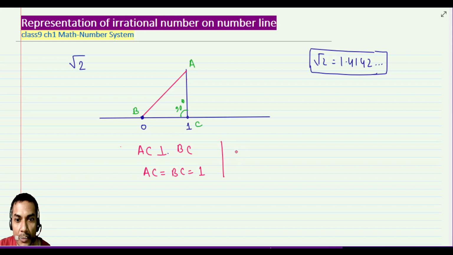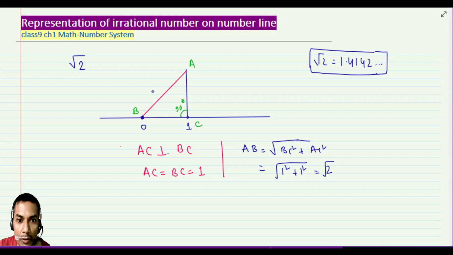Now if it is 1 and 1, by the Pythagoras theorem we can find out AB. So what will be AB? AB is equal to root of BC square plus AC square, which is equal to root of 1 square plus 1 square, which is equal to root 2. So we find that AB is root 2. Clear.